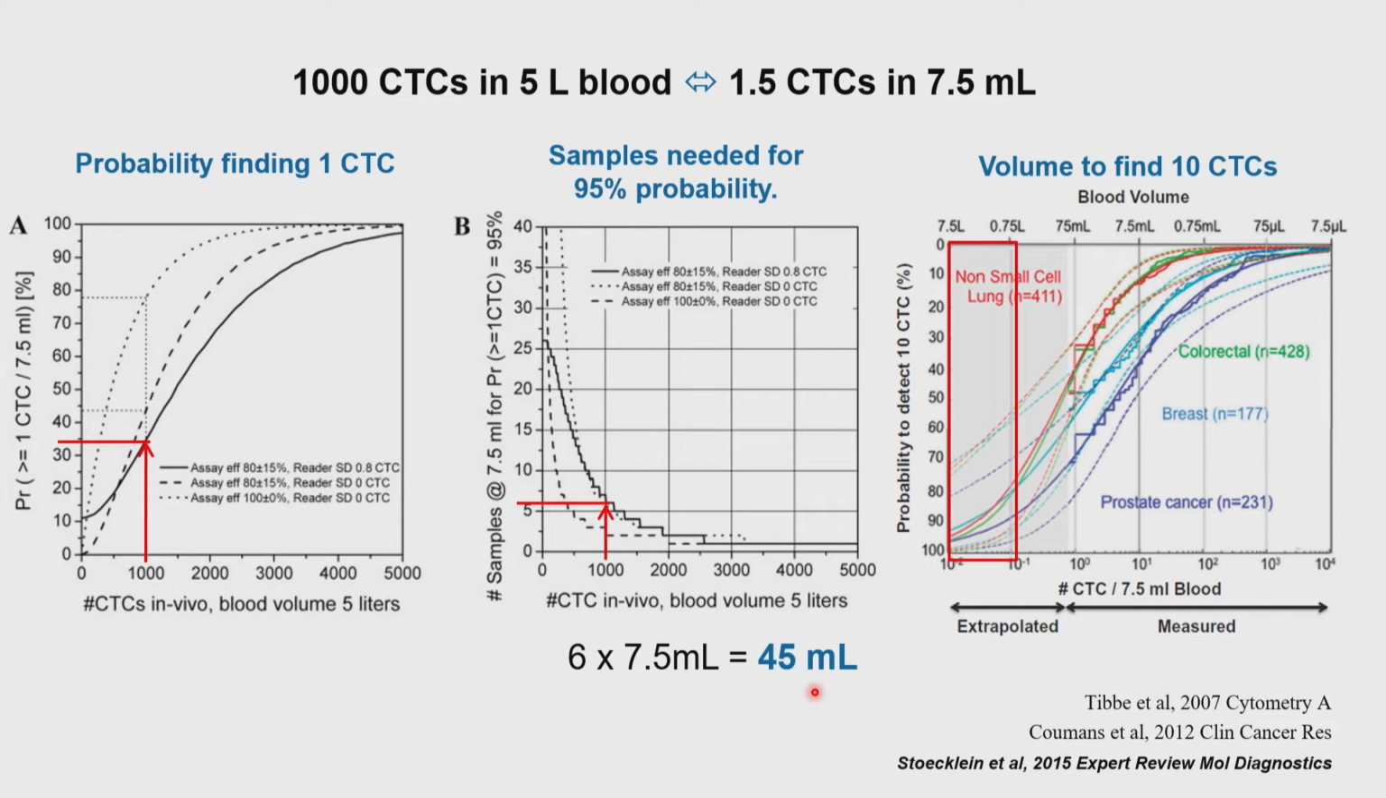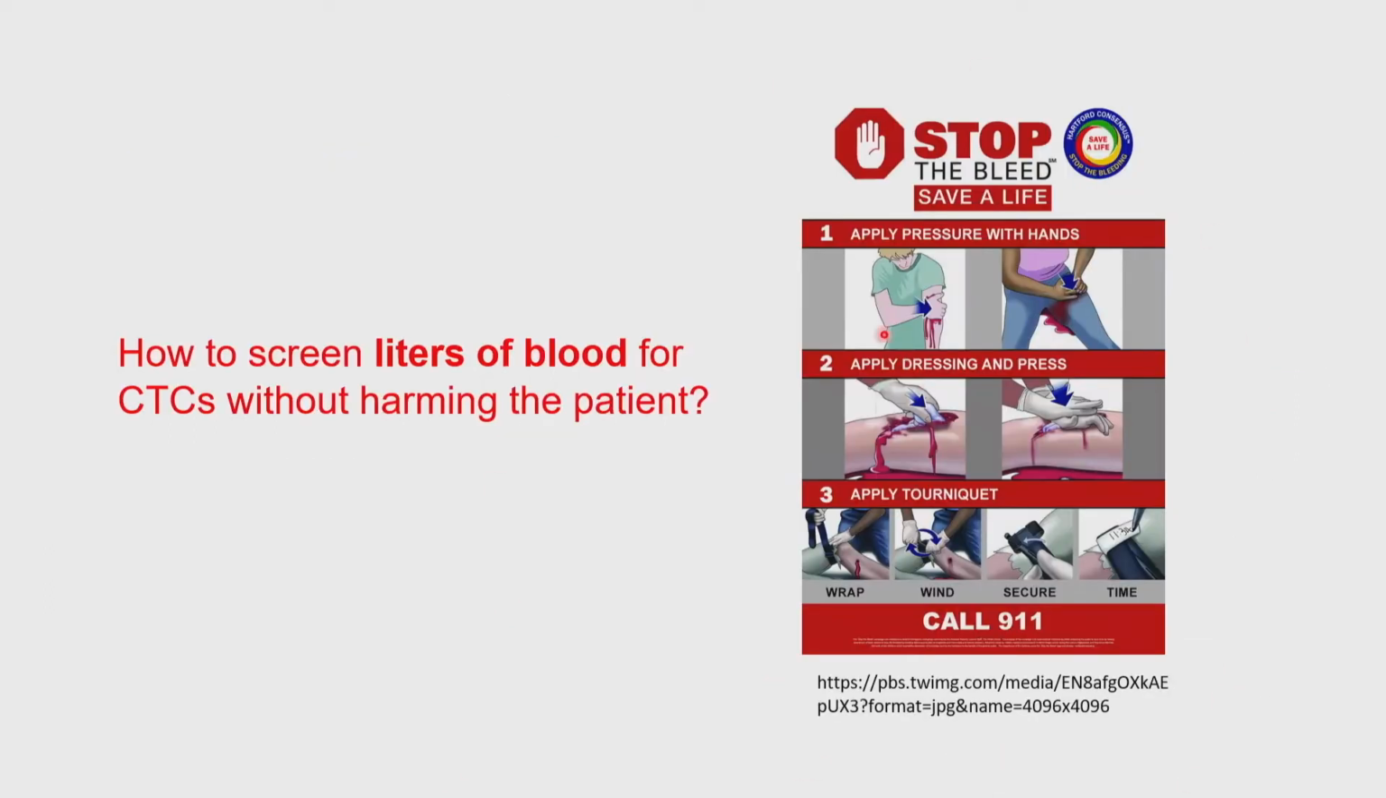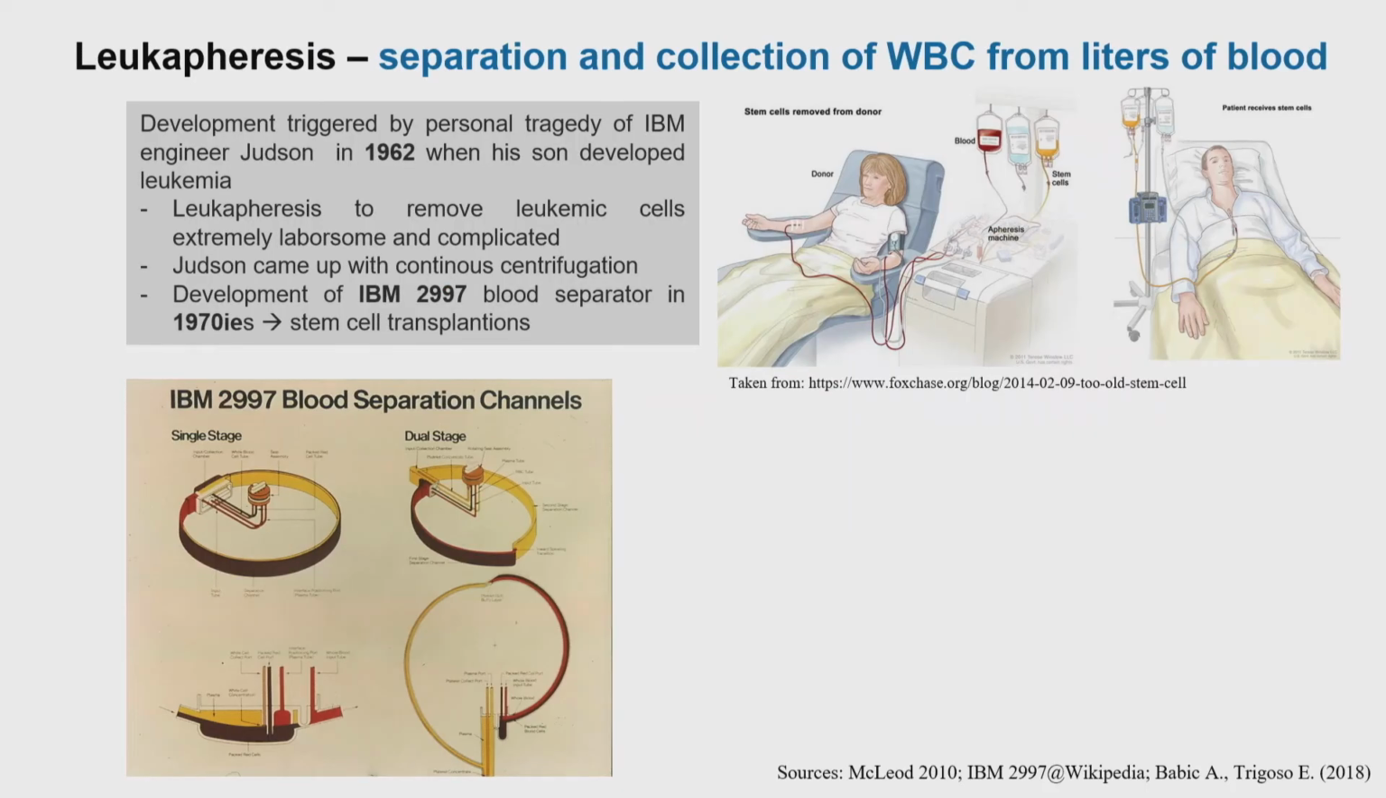And the group of Leon Terstappen, Frank Kumann's work, he asked the question, what would happen if you could screen liters of blood? And if you could do this, regression analysis shows that you could find 10 or more CTCs in almost every metastatic cancer patient. So this would be, of course, the way to go. But how do you do this without harming the patient? Well, we think that leukapheresis is here the answer and can help.